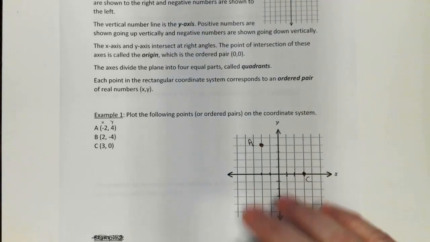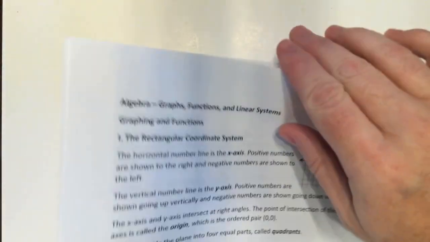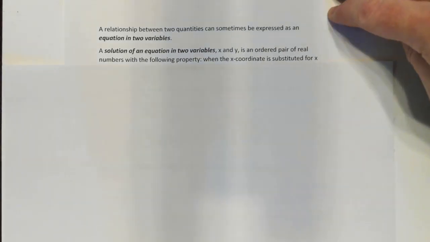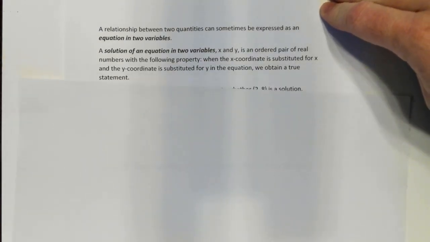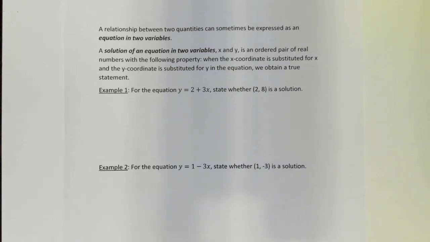All right. In fact, this section isn't very long. We're just kind of getting the introduction of this material. We'll do more graphing in the next section. All right, so a relationship between two quantities can sometimes be expressed as an equation in two variables. And a solution of an equation of two variables is an ordered pair that makes it true if we substitute x for the x coordinate and y for the y coordinate. So let's look at a couple of examples.